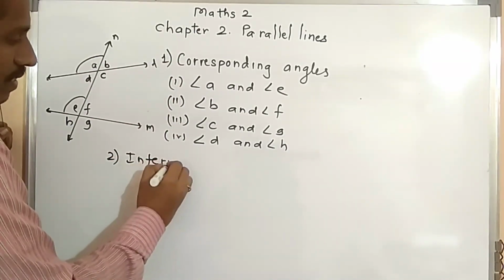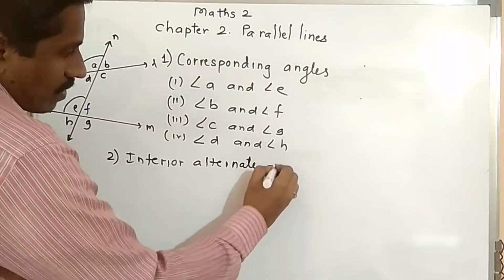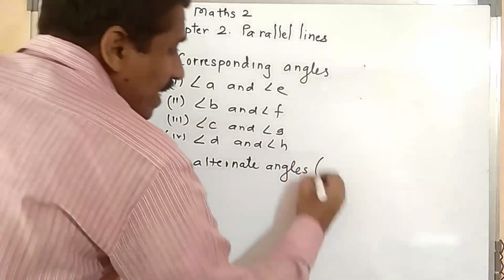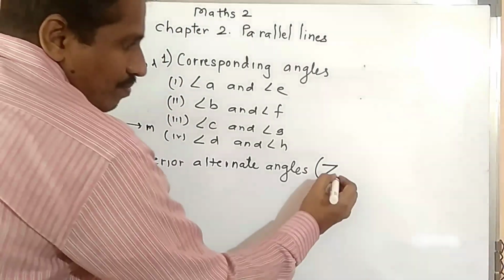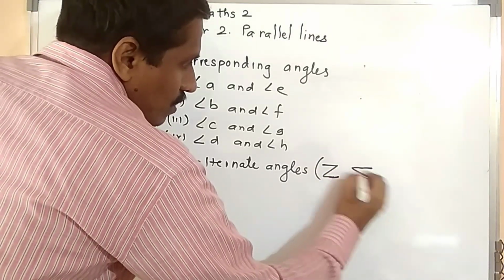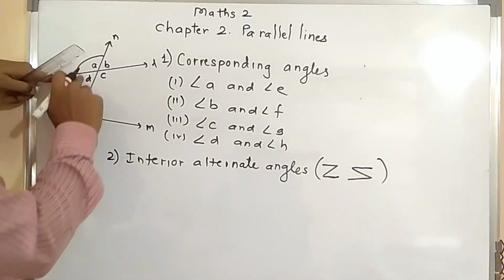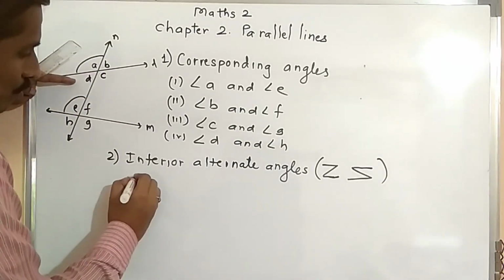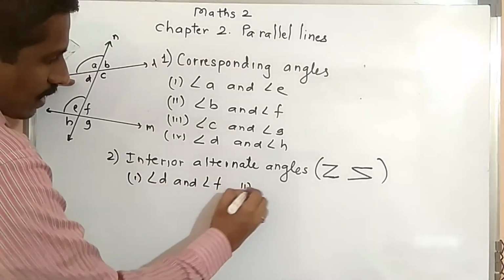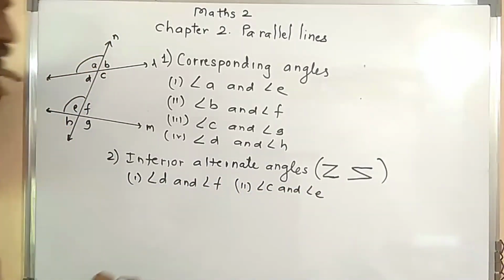interior alternate angles. Interior alternate angles are angles which form a Z shape, or a reverse Z shape. Look at the board. This is angle D and angle F. They form the shape of Z. Therefore, the first pair is angle D and angle F, and the second pair is angle C and angle E.